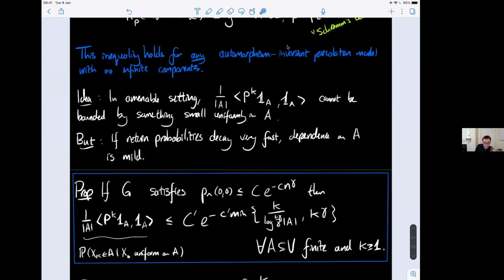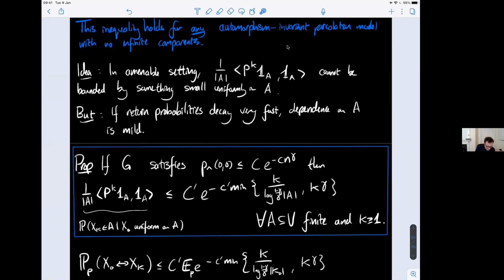Right? So the specific inequality we prove is that this quantity, which again is the probability that if you start a random walk at a uniform point of A, then it belongs to K after A steps, is going to be bounded by something in this form, where I have e to the minus the minimum of K over this power of the log of the volume and K to the gamma. Okay.